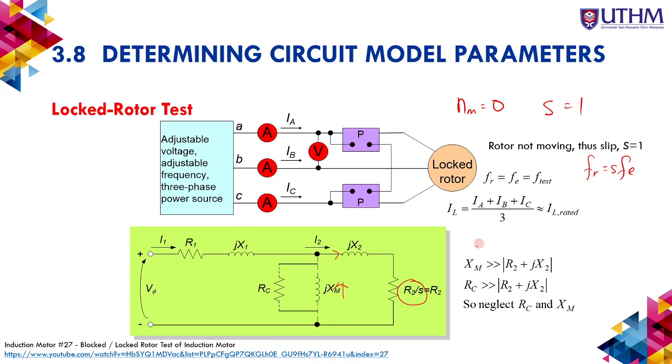So we can say over here the XM is very large, greater than R2 plus JX2, similar to the XC. So at this point we will neglect it. We assume that the current flows directly, like a series. Everything is like a series.